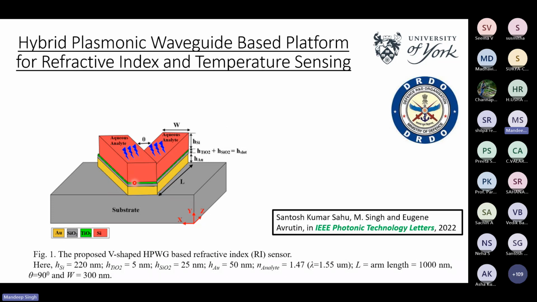Okay, so for this V shape hybrid plasmonic waveguide, some values: the height of silicon, standard, we have used 220 nanometer. The height of the slot is nearly 30 nanometer, because 5 plus 25 is 30, and this can vary from 20 to 50 nanometer. And then we have metal; the metal height is approximately 50 nanometer.